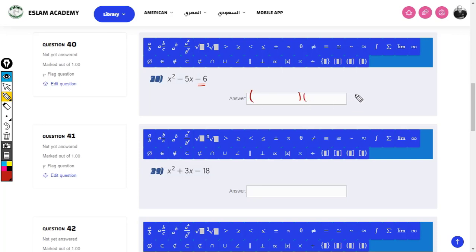Just open two brackets. We have x and x. I need two numbers. If you multiply them, the answer will be 6. If you subtract, the answer will be 5. You will find that they are 6 and 1. So 6 multiplied by 1 equals 6. By subtracting them, the answer equals 5. The sign of the greatest number is negative, and negative multiplied by negative equals positive. x minus 6 multiplied by x plus 1.